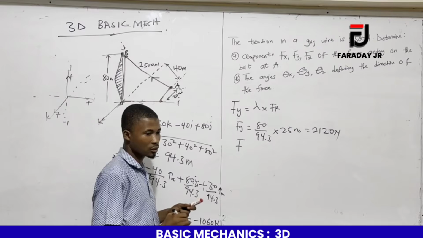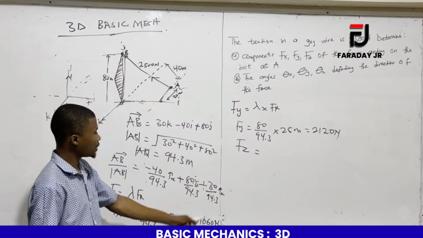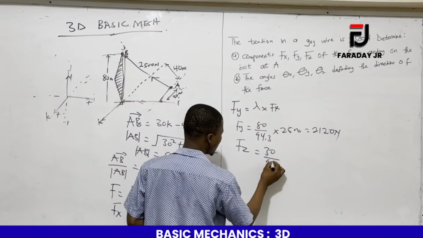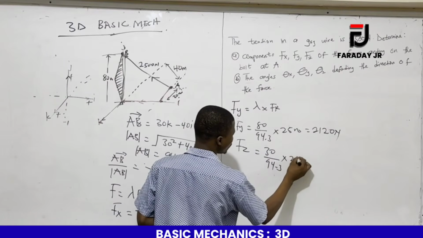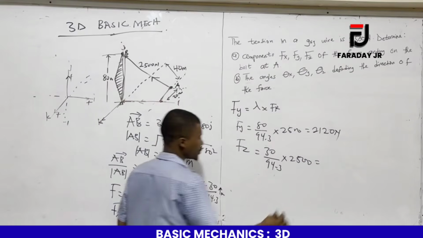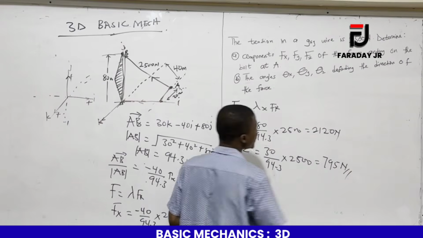And then finally we have Fz, the force it is making with the Z axis, which is the same as the unit vector, 30 over 94.3 times 2,500. This will finally give us a value of 795 Newton. So that is the forces.